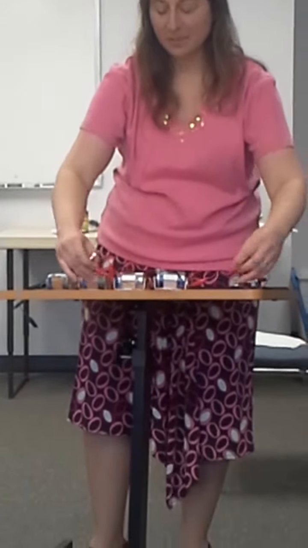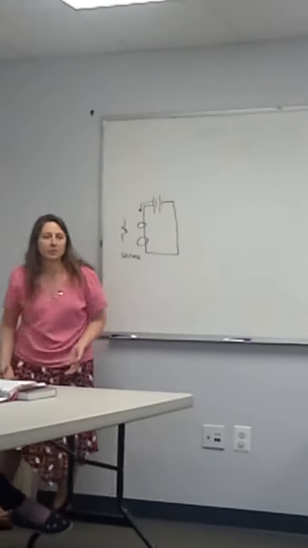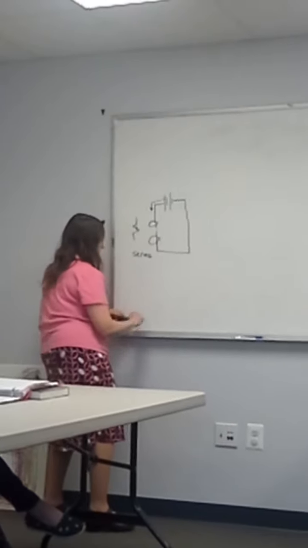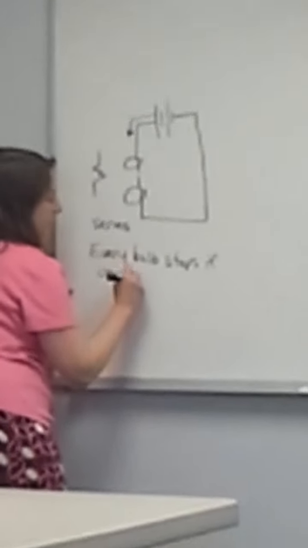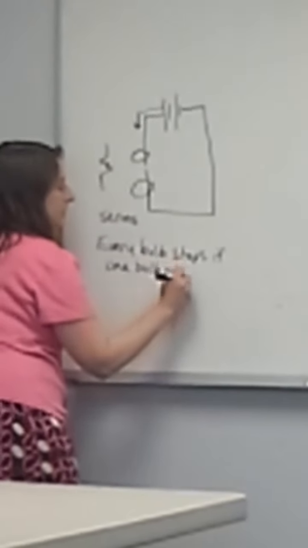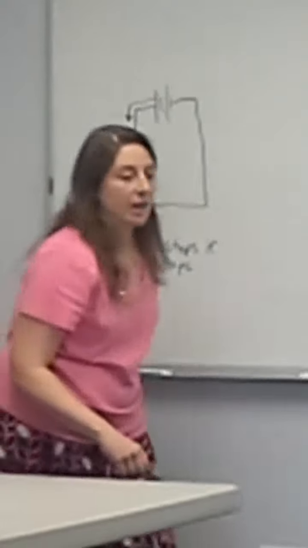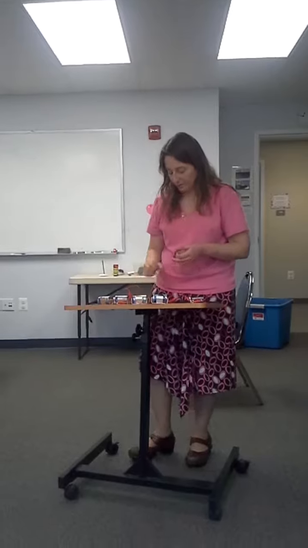So in a series circuit, if one little piece breaks, whether it's the filament in the light bulb and it's completely broken, or you just have a bad connection and your wire goes like that, every bulb stops if one bulb stops. Right? Because they're in series. Every electron has to pass through every light bulb. All or not at all.